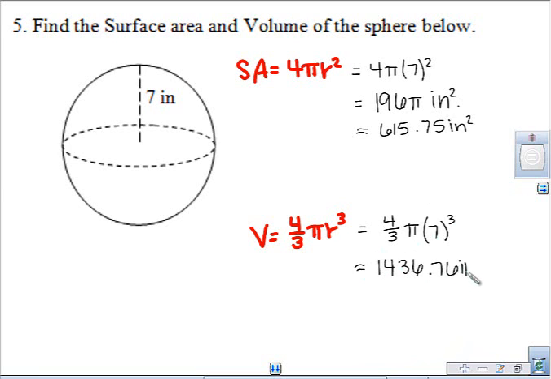1,436.76 inches cubed. So there are your answers for volume and surface area of this given sphere. All right.